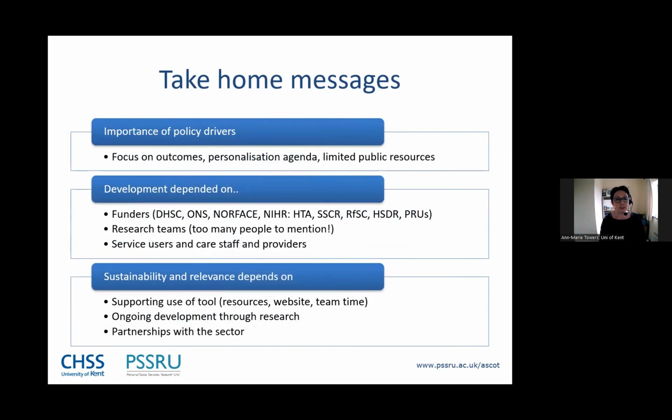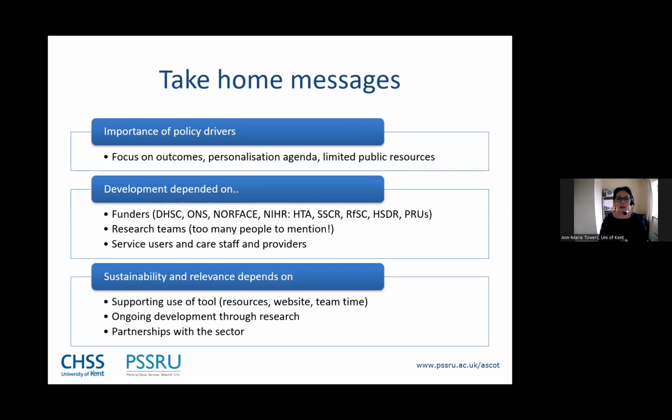So just some take-home messages before we close. I think what today's presentation, looking back on several decades of work, really shows is the importance of policy drivers on developing a tool like ASCOT. A lot of what we did was responding to those policy drivers: the focus on outcomes, the personalisation agenda, and the fact that we've got limited public resources and need to decide how those precious resources will be allocated to produce the best outcomes for individuals. The development has also depended on funding.